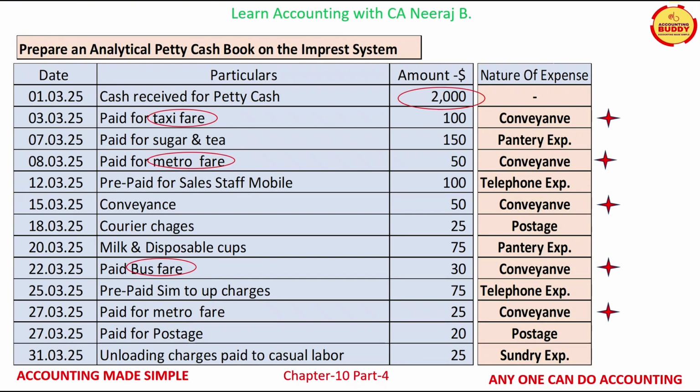Similarly, the petty cashier has paid pantry expenses, telephone expenses and postage expenses 2 times in the month of March 25. And an expense of unloading charges, which is not recurring in nature, is classified as sundry expenses. Let us see how these petty cash expenses will be recorded in the analytical cash book in the next slide.